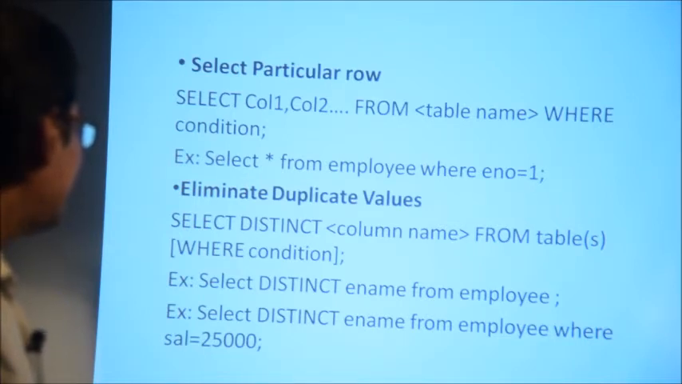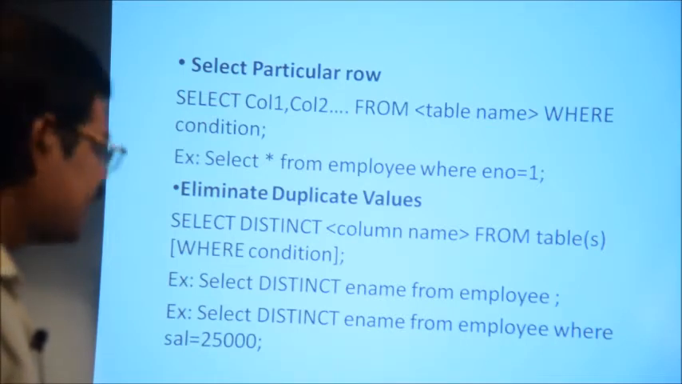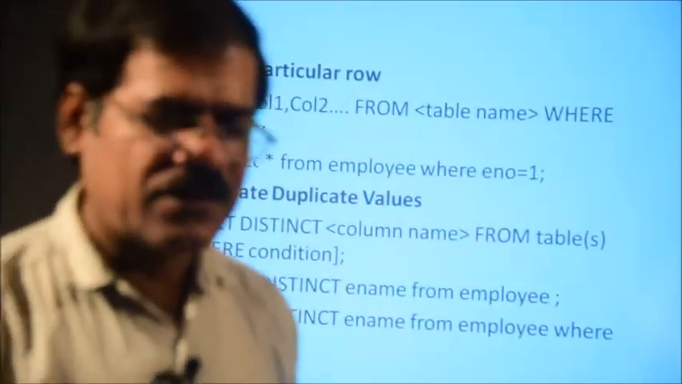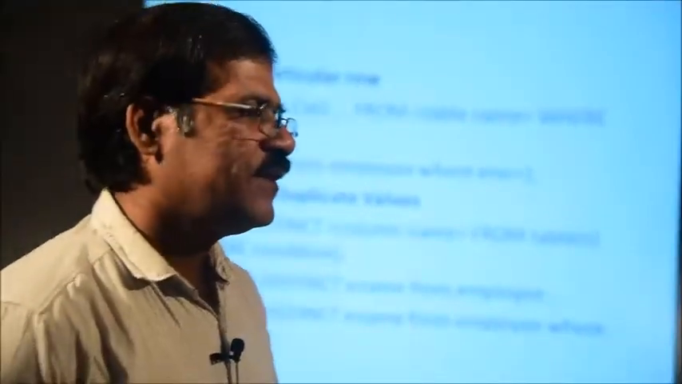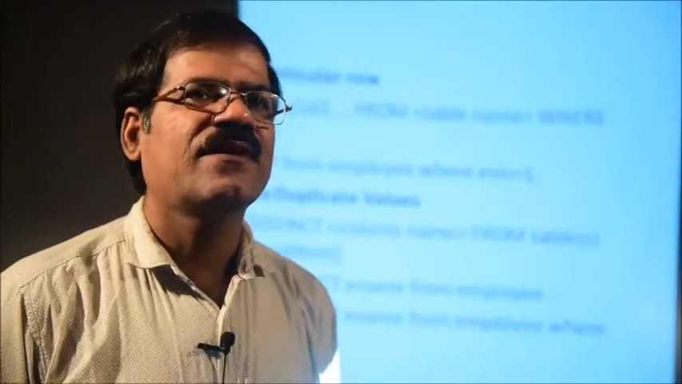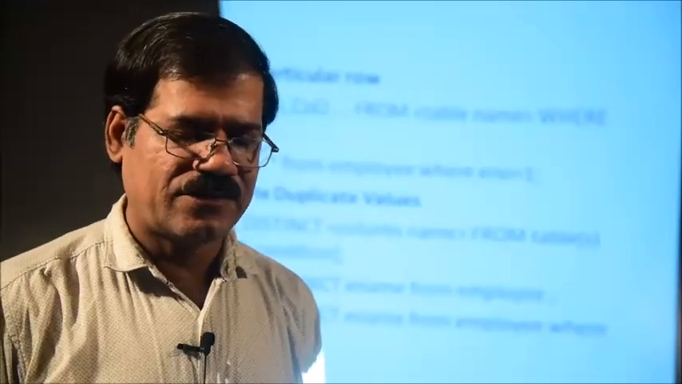Another is written select distinct employee name from employee where salary equal to 25,000. Those whose salary is 25,000, their name will be selected, but distinct. There may be multiple employees with a 25,000 salary. Suppose employee number 1, the name is Ram, salary is 25,000. Roll number 5 name is again Ram, the salary is 25,000. Employee number 6, name is Sam, salary is 25,000. Again employee number suppose 25, name is Sam, salary is 25,000.